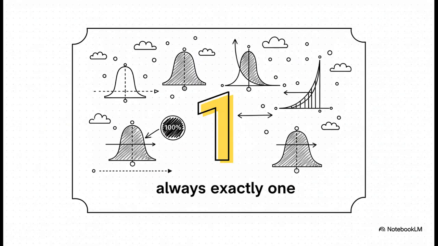And here is a rule that is absolutely non-negotiable. No matter how you stretch it or shift it, the total area under that curve is always exactly 1. It has to be. That represents 100% of all the possible outcomes, which is a pretty fundamental rule in probability.